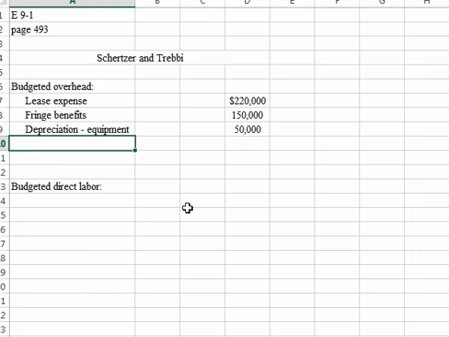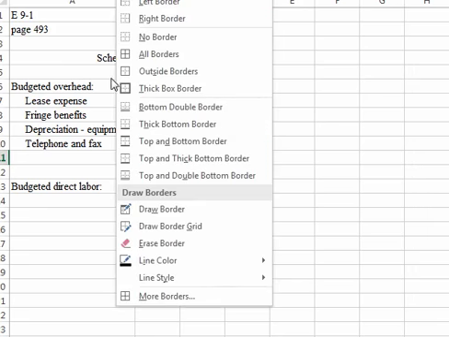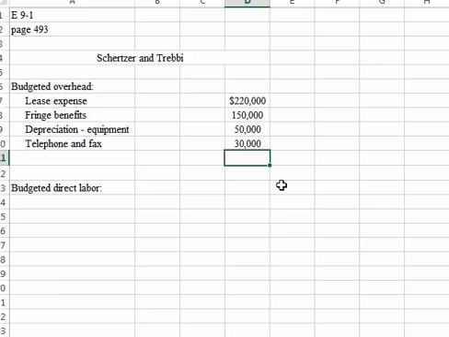And then we've got telephone and fax. And that is $30,000. Okay, so we want to total these, and we'll get our total budgeted overhead: $450,000.